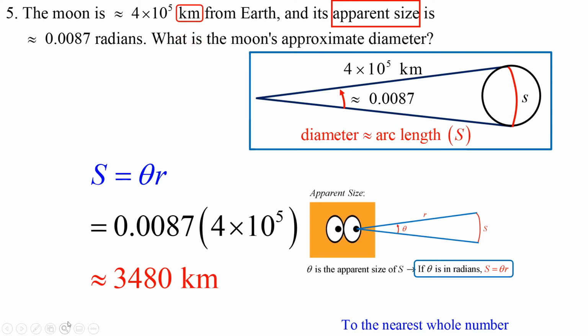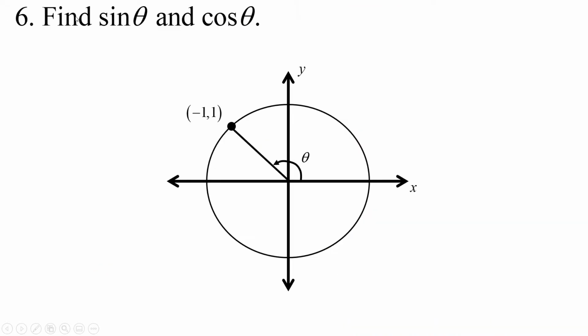There you have it. Okay. Again, the arc length. I was so surprised when I did that 0.0087 times 4 times 10 to the 5th, and I actually got a whole number right there. Wow. Okay, anyway, on to number 6.